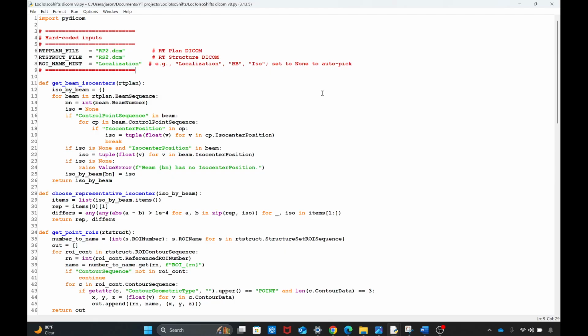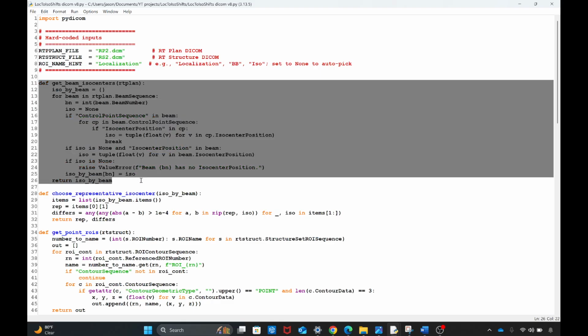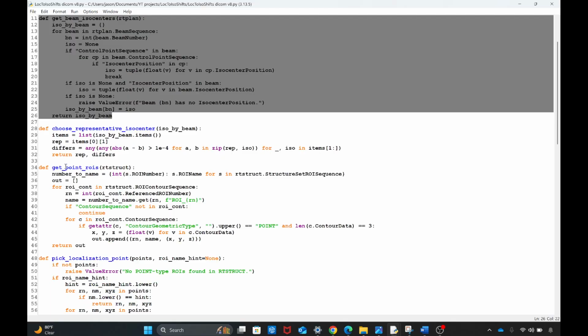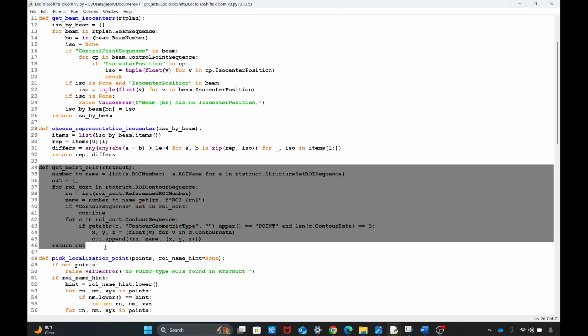Let's first walk through the core logic. The script mainly does four things. First, it reads isocenters per beam from the RT plane's control points, which is in this section. Second, it finds the point ROIs in the RT structure where the contour geometric type equals point. And it's shown in this section.